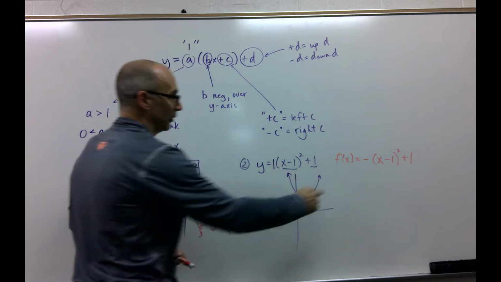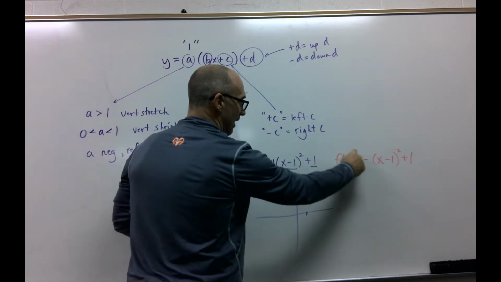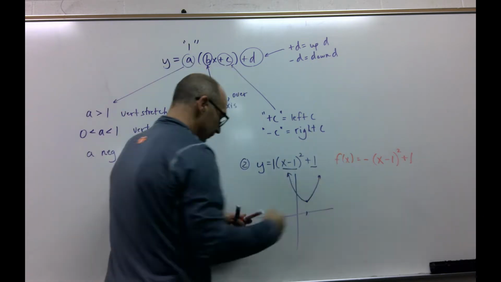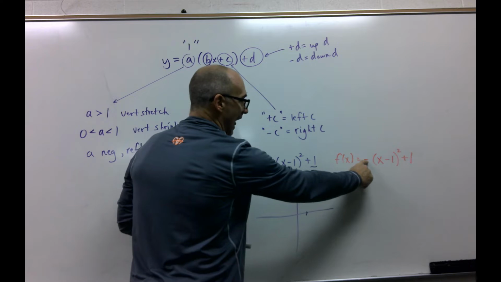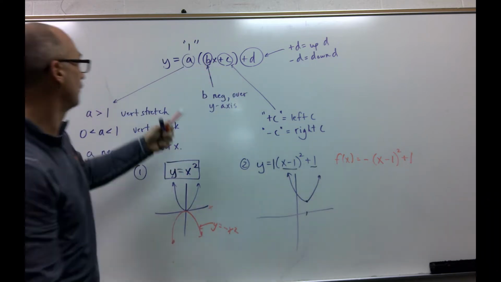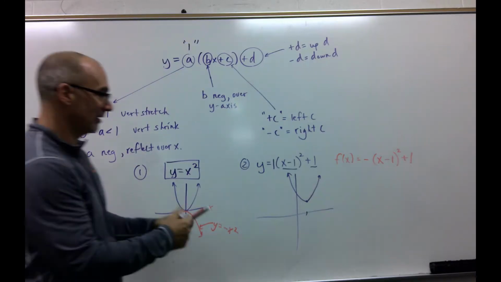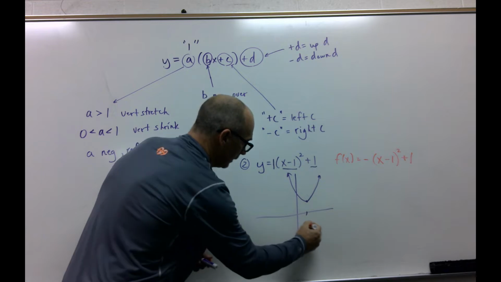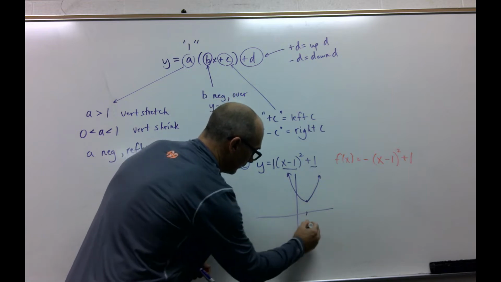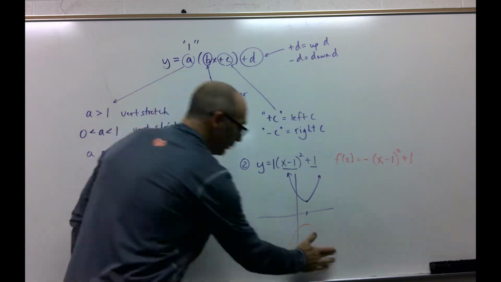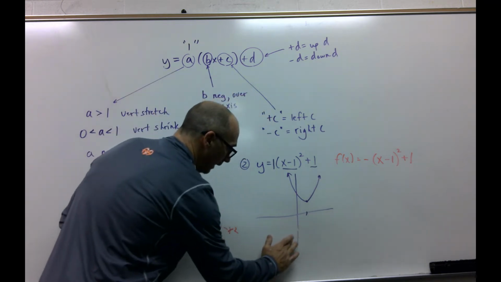Now if you notice the red one, I got fancy and I put f of x. f of x is just y. It's just a different way of writing the equation. The only thing I changed was that. Now if I'm going strictly by what I've taught so far, reflected over the x-axis, I would take this and go like this. And that is wrong.